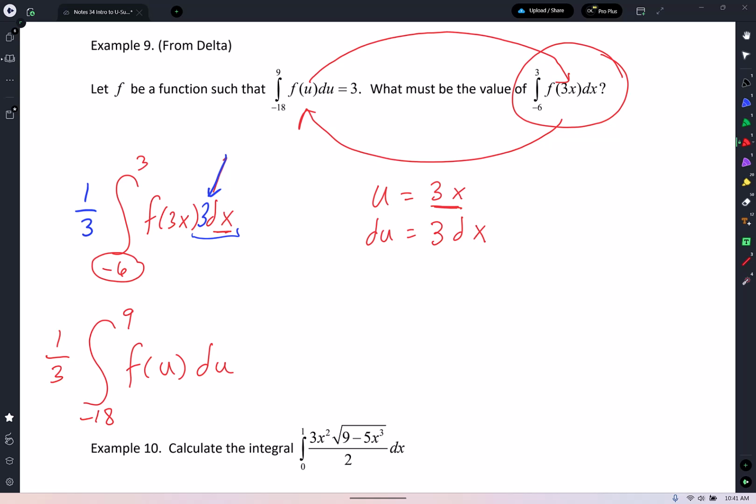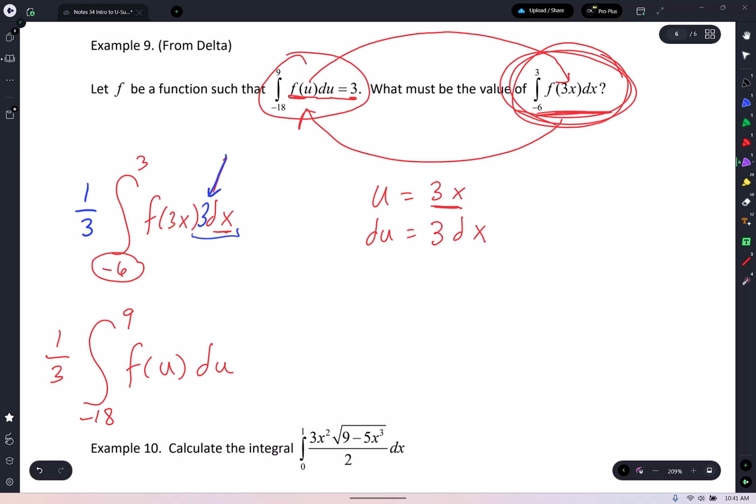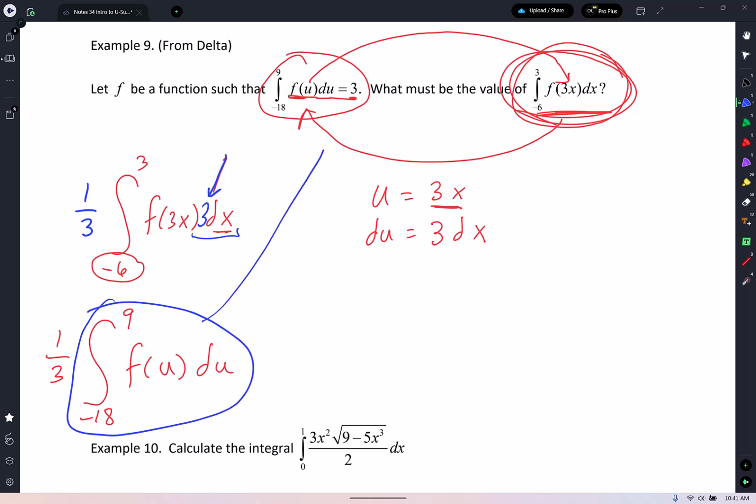I know that this right here is equivalent to this guy, right? That's what they want to know. They want to know the value of that. And look, I already know that the integral of f of u du is equal to 3, this guy. So all I got to do is, how do I get rid of that 1/3? Yeah, multiply by 3. Let me circle. This right here that I'm circling is equal to 3.